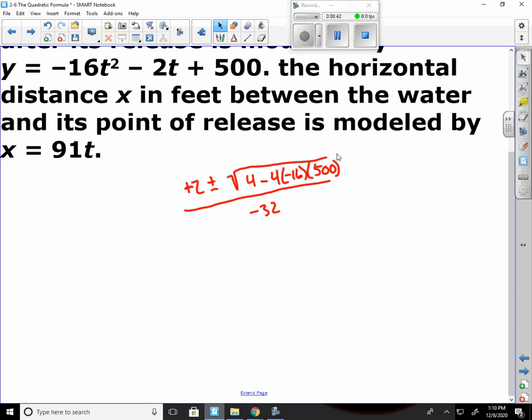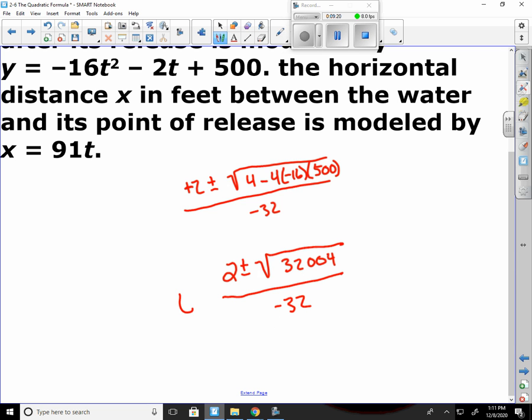Now if I plug this in, 4 times 500 is negative 2,000. Negative 2,000 times negative 16 gives me positive 32,000. So this would be 2 plus or minus the square root of 32,000 plus 4, so 32,004. And that's all over negative 32.